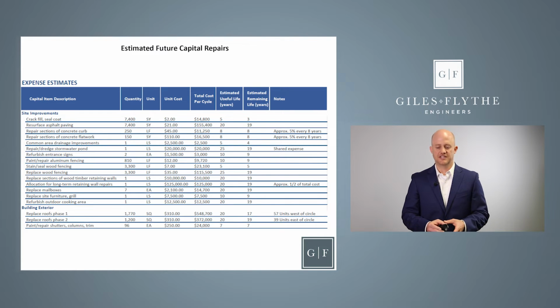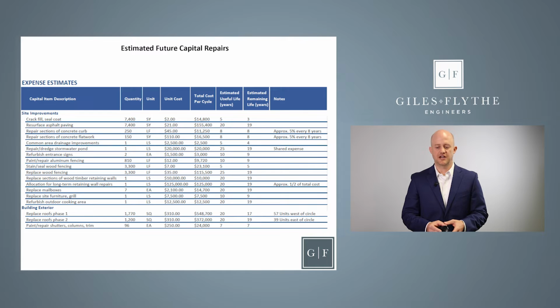The next column you see is a unit cost. So this is where we're setting up our cost estimating for these repairs. The unit cost for the asphalt paving for resurfacing that we estimated for this community was $21 per square yard. So if you see 7,400 square yards times the $21 per square yard, that yields a $155,000 total cost per cycle. So every time you do the resurfacing project, it's going to cost approximately $155,000.